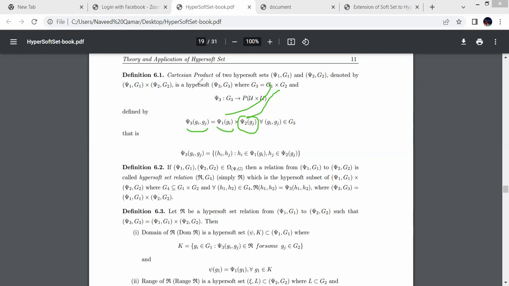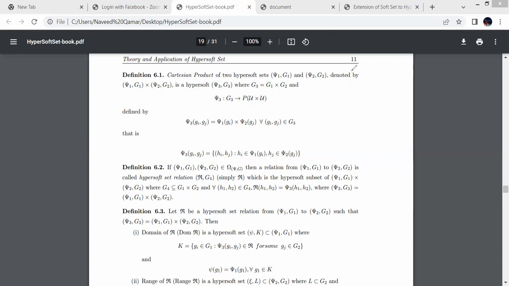So here is the definition. If the first hypersoft set and the second hypersoft set belong to this, then a relation from the first hypersoft set to the second is called a hypersoft relation. This is the definition of hypersoft relation. And this is the definition of domain, and further the definition of range, like in our previous paper on hypersoft soft set.